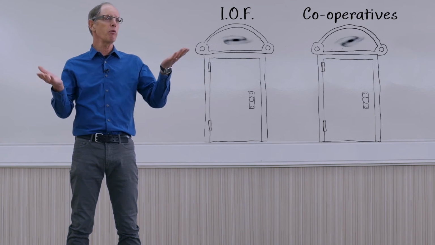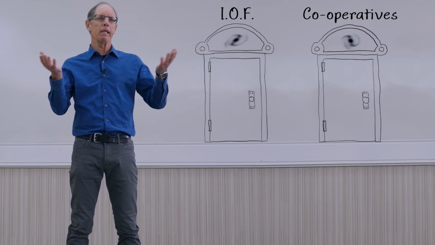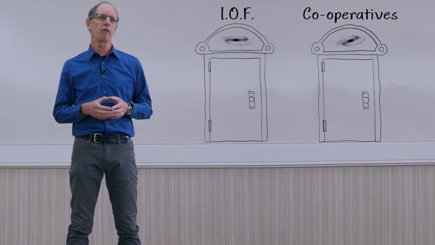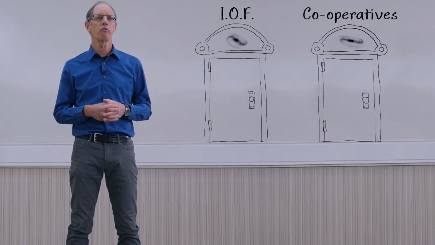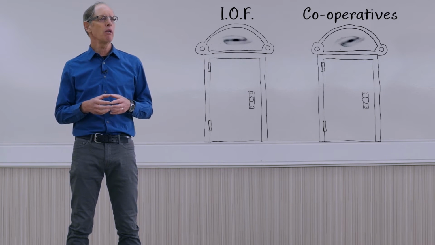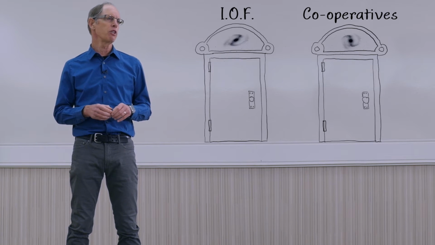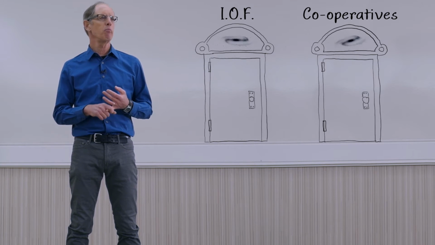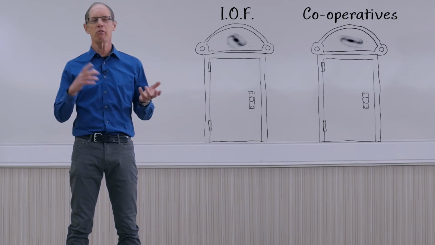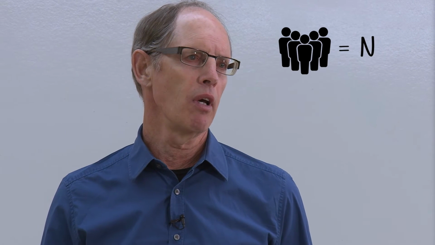And then what we're going to do is compare the outcomes of these two universes to see what the impact is of a cooperative versus an investor-owned firm. We're going to make the assumption that there's only one firm that's providing the good or service. So it's either going to be a co-op or it's going to be an IOF, depending upon which universe you're in. In each of these universes, there are n individuals.